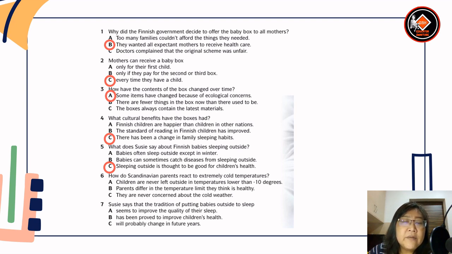A. Children are never left outside in temperatures lower than -10 degrees. Parents differ in the temperature limit they think is healthy. They are never concerned about the cold weather. So answer is B. Susie said that the tradition of putting babies outside to sleep seems to improve the quality of their sleep, has been proved to improve children's health, will probably change in future years. So answer is A.